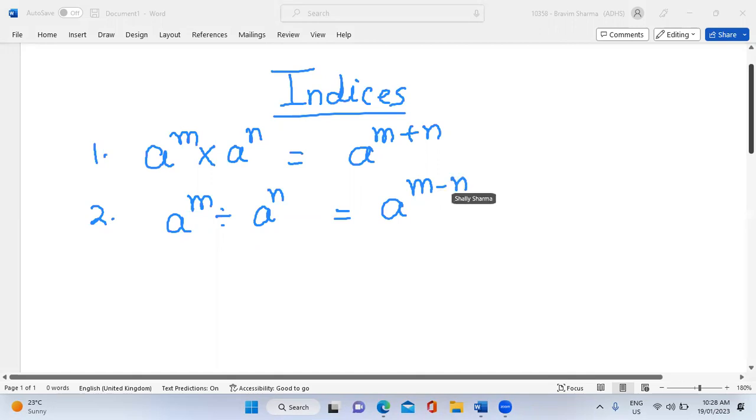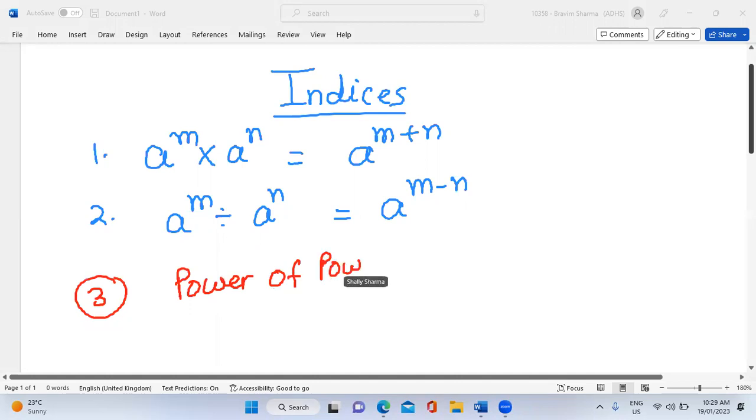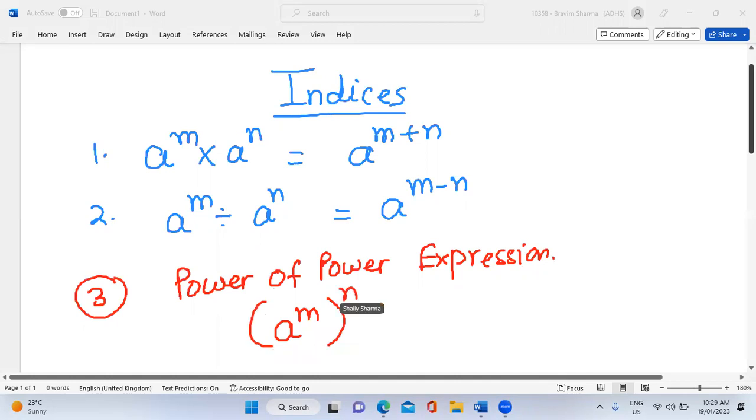Now, the third law of indices, which we are going to learn in today's lesson, is power of power expression. So, what it says is, if we take a power expression and then we take another power of it, power raised to the power, then these two exponent values will be multiplied together and this will become a raised to the power mn.